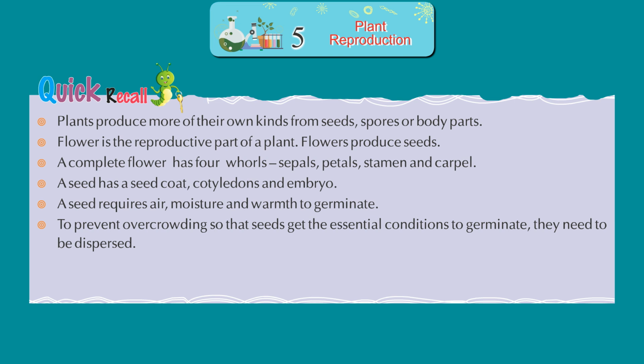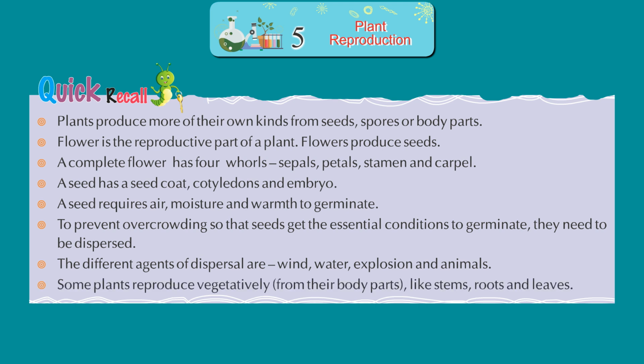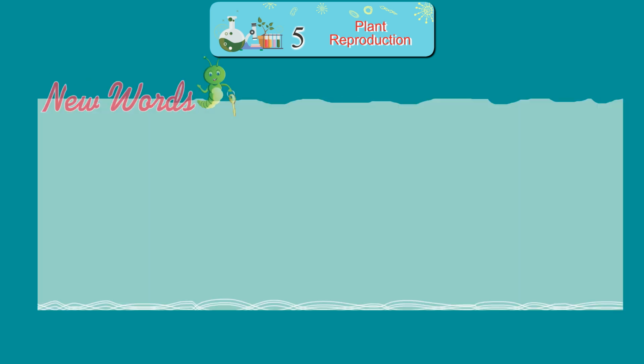To prevent overcrowding so that seeds get the essential conditions to germinate, they need to be dispersed. The different agents of dispersal are wind, water, explosion, and animals. Some plants reproduce vegetatively from their body parts like stems, roots, and leaves.